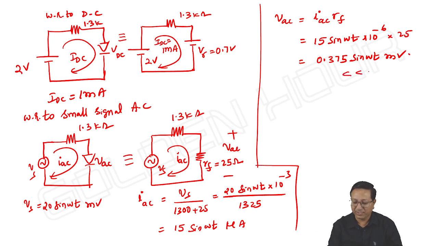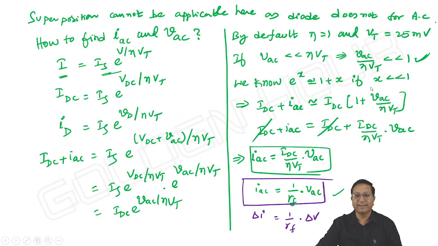Is it not far less than eta Vt, which is 25 millivolt? Absolutely. It means the approximation I have taken is a valid approximation. VAC is far less than eta Vt, 100% it is true. VAC is 0.375 millivolt, whereas eta Vt is 25 millivolt, and the approximation I have taken is absolutely true.